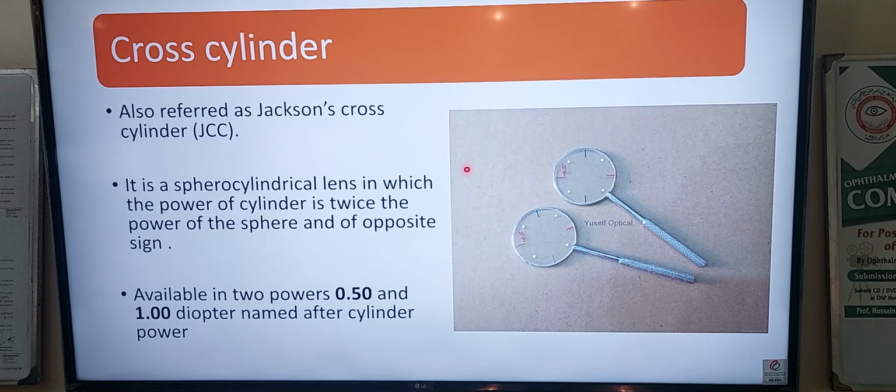Now let's discuss the cross cylinder. It is also referred to as Jackson's cross cylinder. It is a spherocylindrical lens in which the power of the cylinder is twice the power of the sphere and of opposite sign. It is available in two powers, 0.5 and 1 diopter, which is named after the cylinder power.